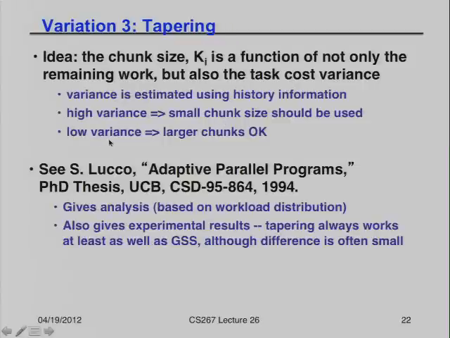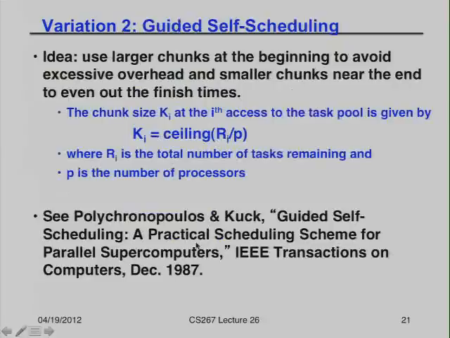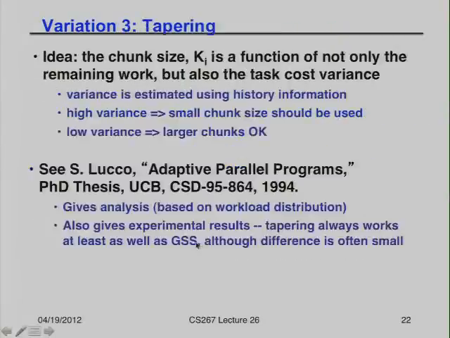But if there's a low variance, you can afford to pack more of them together because you're much more sure how long it'll take. Right? And so again, there's a formula written down in a PhD thesis from some years ago, and there's a bunch of experimental results and theorems, and it's very similar to the simpler case I just told you about, and sometimes it does better. Okay, so that's yet another variation.